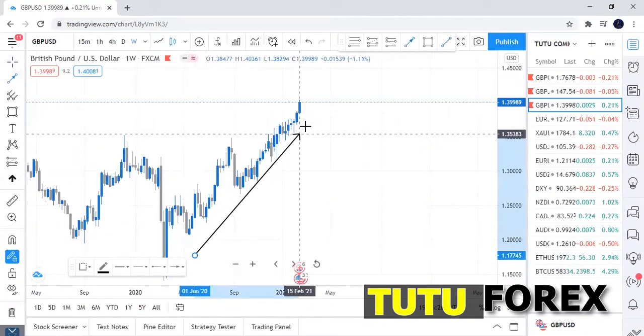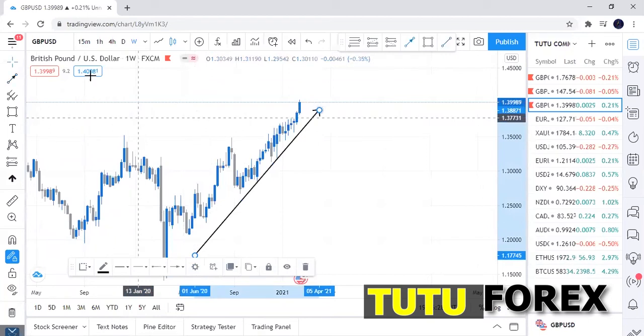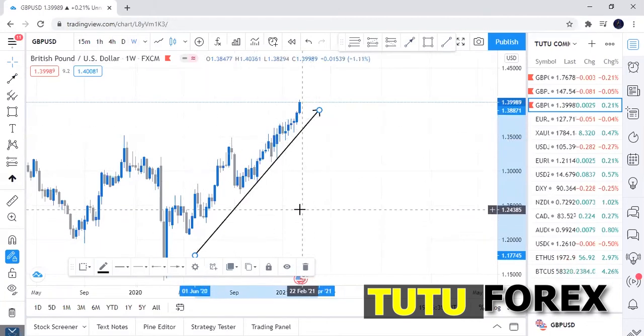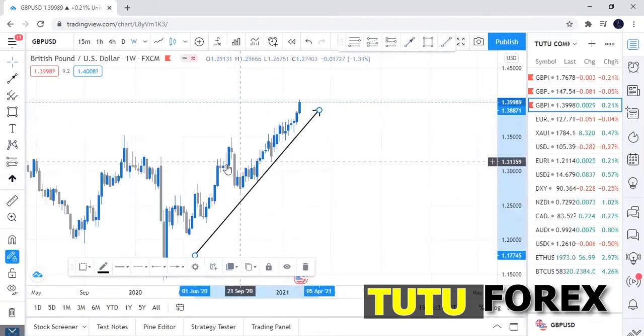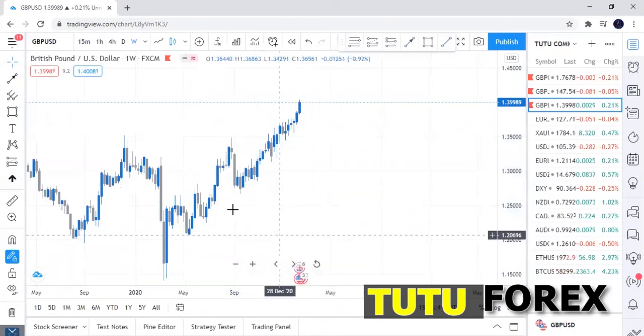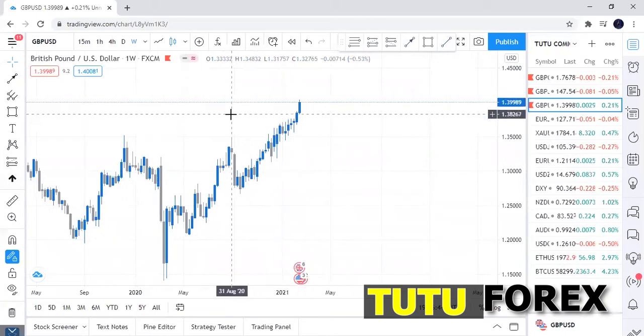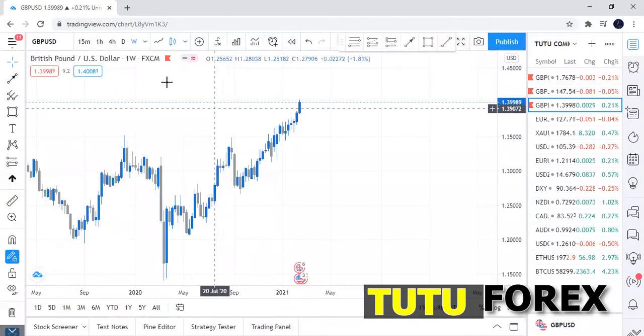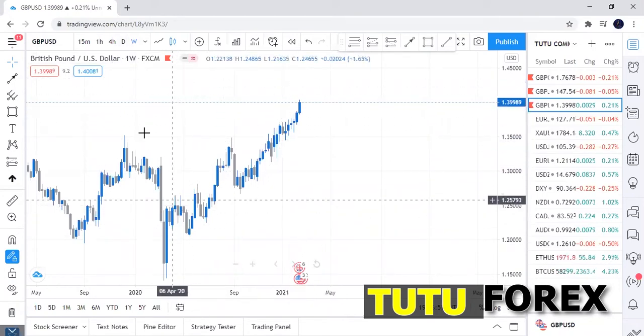You can see the trend of the market is to the upside. This is on the weekly time frame. And whenever price is to the upside, what should we be looking for? We should be looking for buying opportunities. We're interested in looking for buying opportunities in this particular trade because the trend of the market right here is to the upside.